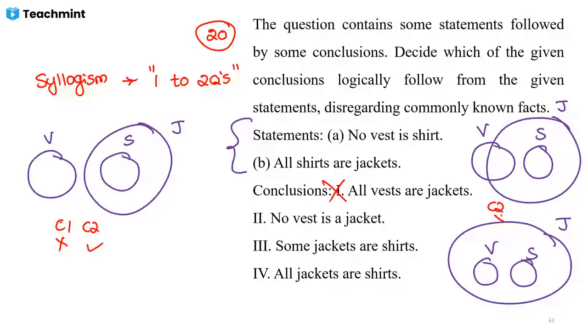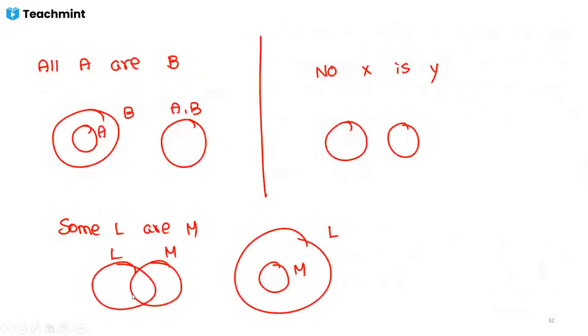Listen, the conclusion must be correct in all diagrams. So to decide whether your conclusion is true or false, it should satisfy all diagrams. Then only is the conclusion to be considered, or else don't consider it. Simple.